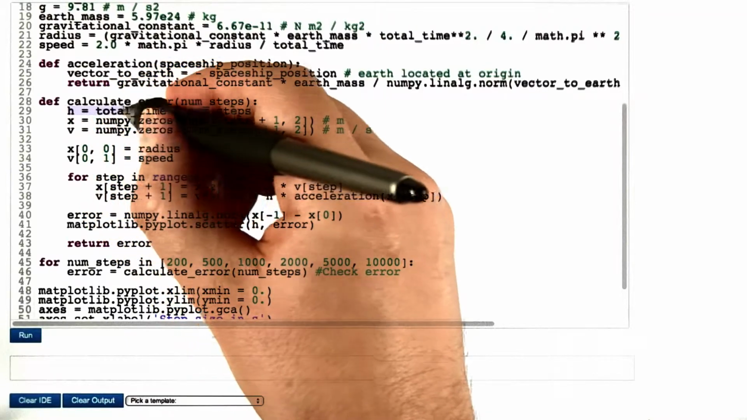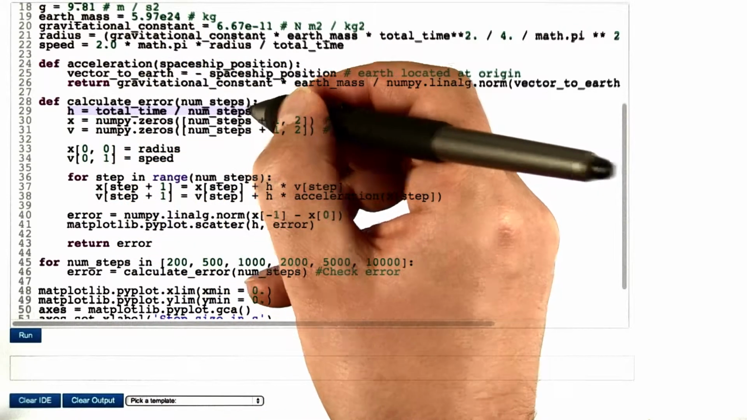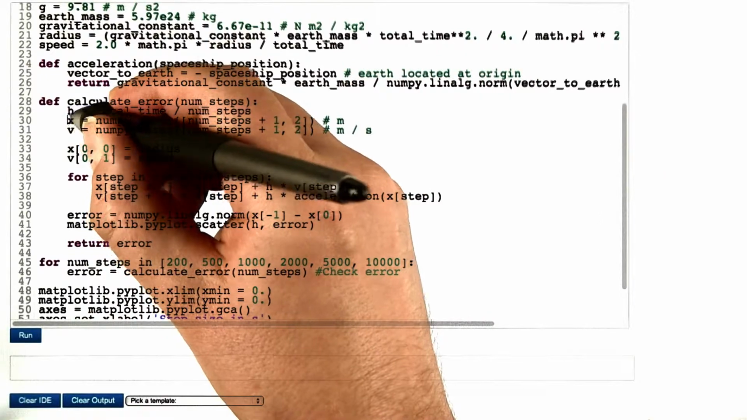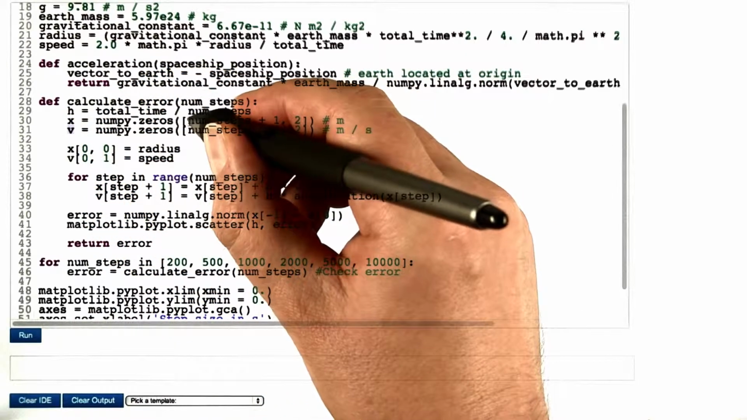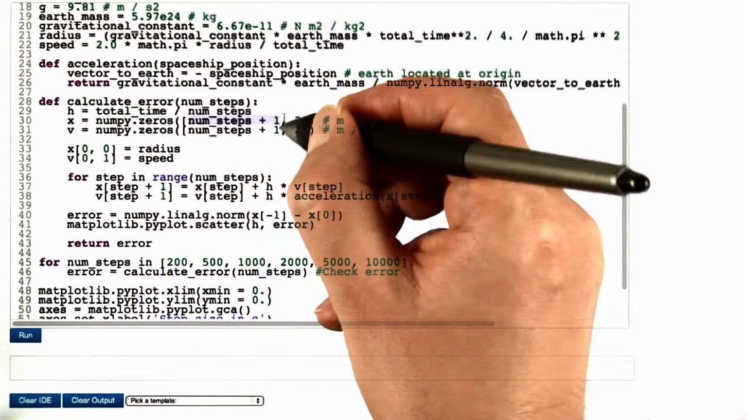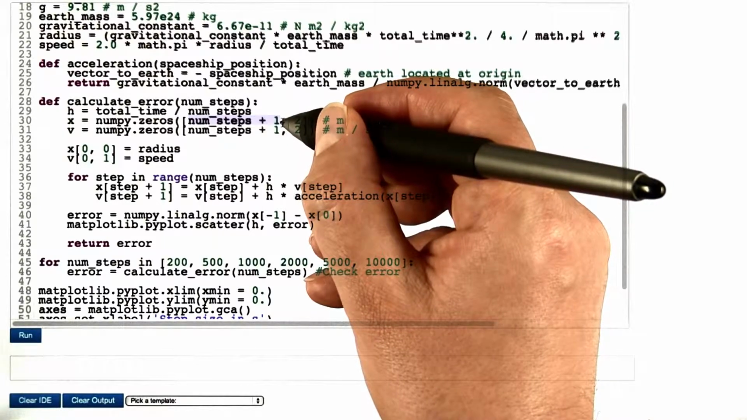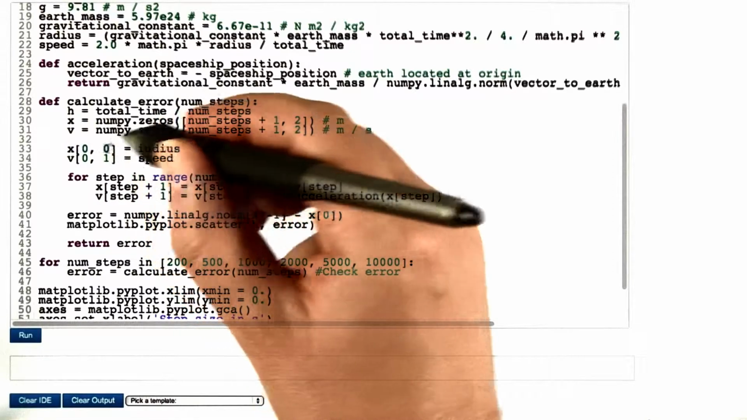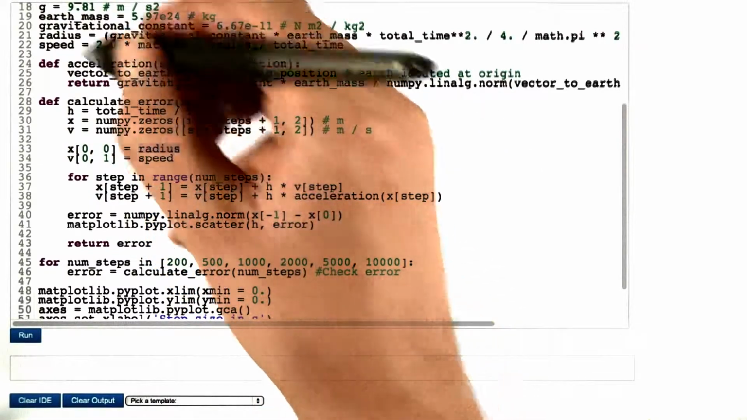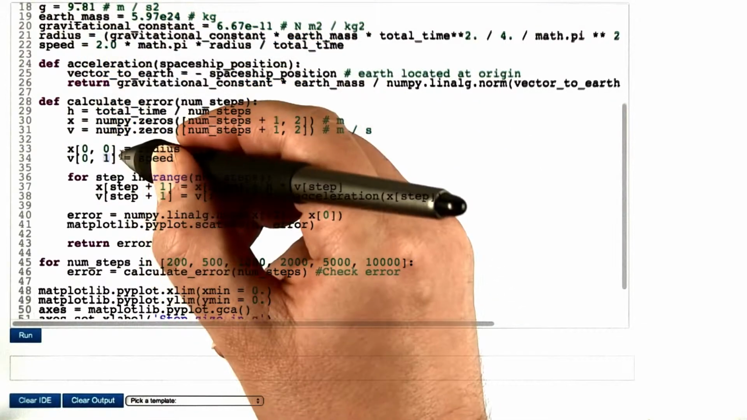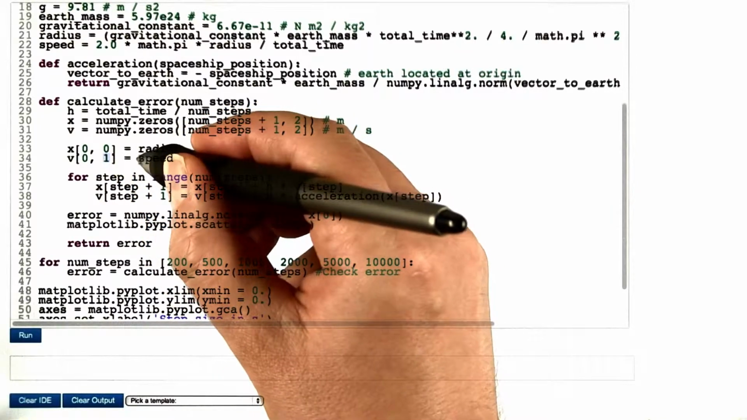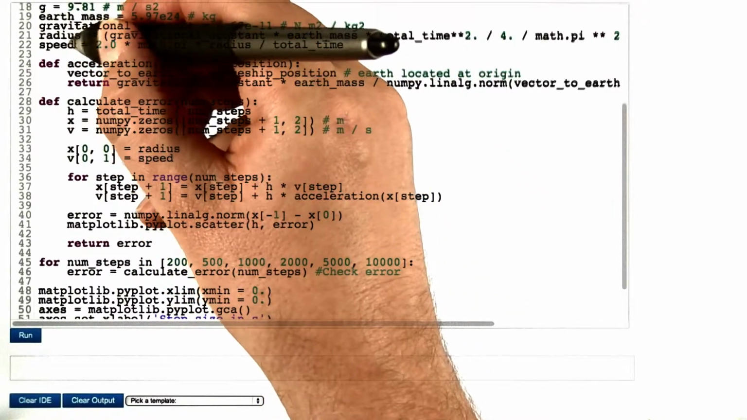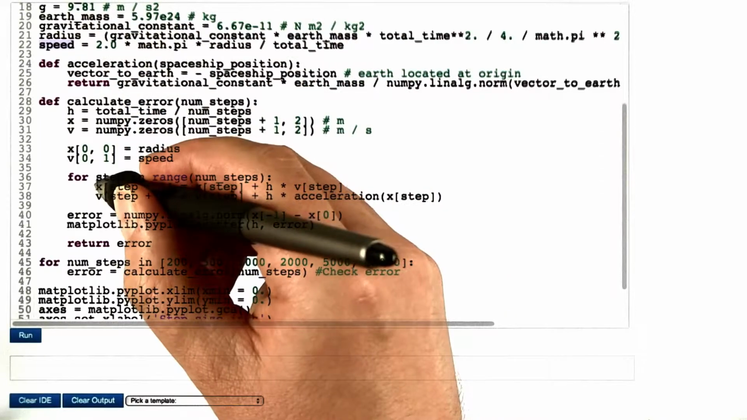Of course, the step size simply is the total time divided by the number of steps. To store the positions and the velocities, we have to make space for one more entry, which is the initial condition. We start the position vector at the right location, meaning that its x component is equal to the radius we computed above, and the y component of the velocity is equal to the speed, computed above. The other components are equal to 0.